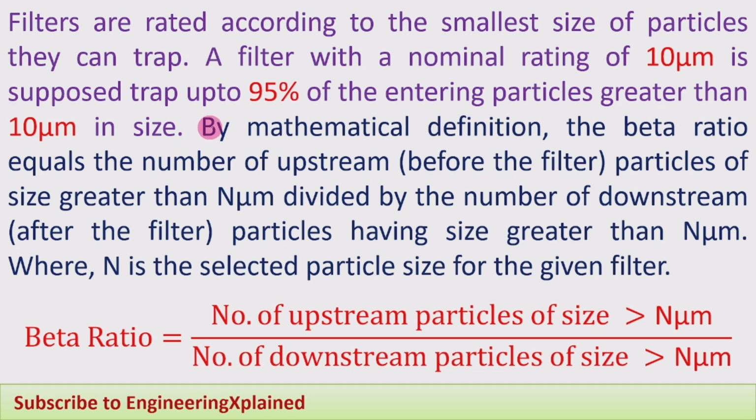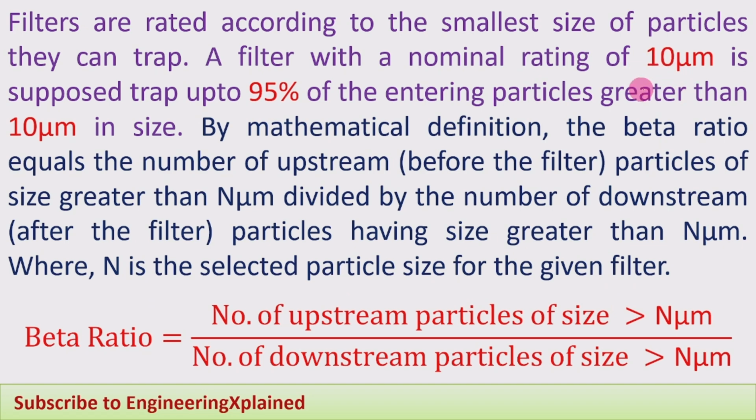Then next we are going to take the beta ratio, which is another method of grading these filters. By mathematical definition, the beta ratio equals the number of upstream particles, before the filter, of the size greater than n micrometer, divided by the number of downstream particles, after the filter, having the size greater than n micrometer, where n is the selected particle size for the given filter.